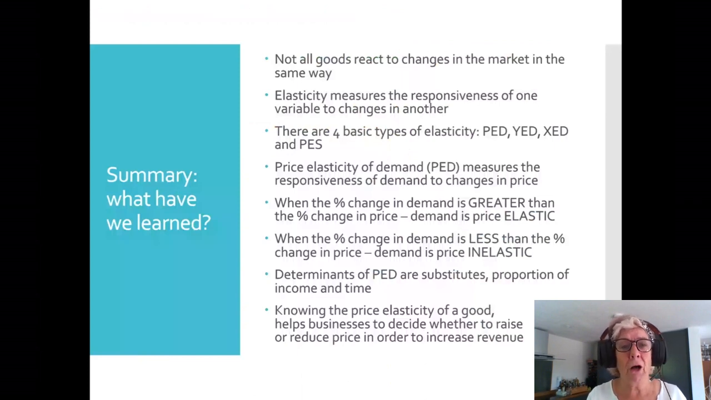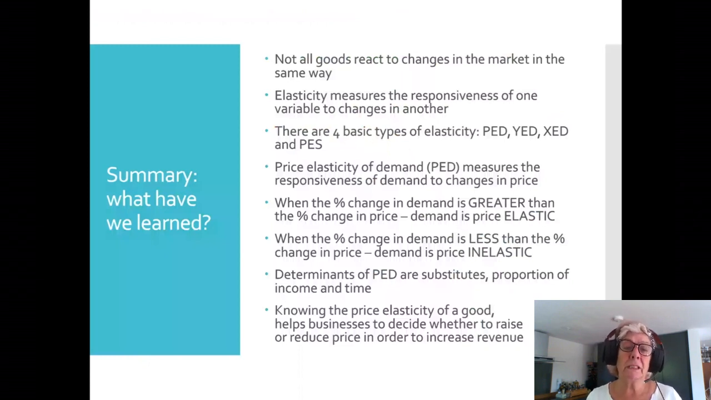Okay, we've got through quite a lot. What have we learned in this video? Well, first of all, not all goods react to changes in the market in the same way. We've learned that elasticity measures how responsive demand is, to price in particular. We know there are 4 basic types of elasticity, and we know about price elasticity of demand. We've learned that when the percentage change in demand is greater than the percentage change in price, demand is price elastic, and when it's the other way round, when demand doesn't change very much, demand is price inelastic.